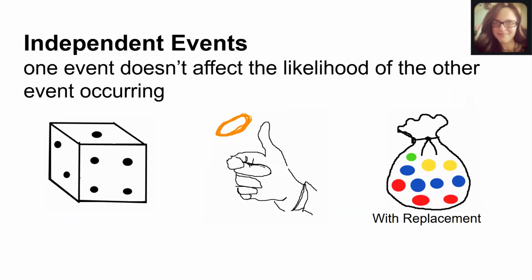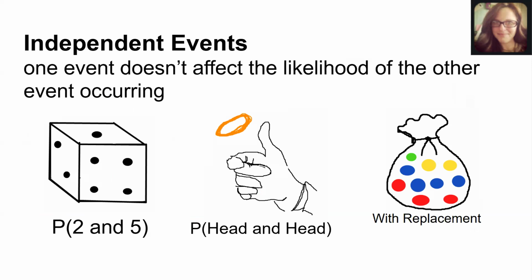Independent events. When one event does not affect the likelihood of the other event occurring. Probability of rolling a 2 and rolling a 5. Probability of flipping a coin and getting a head, flipping it again, and getting a second head. Or picking marbles out of a bag, replacing them, and then picking a second marble. These are all independent events. The first event does not affect the probability of the second event occurring.